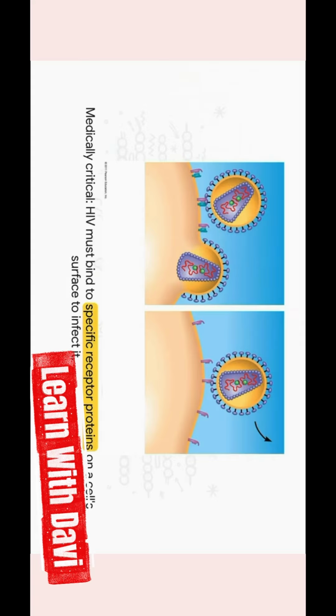Take HIV, for instance. To infect one of our cells, the virus absolutely has to latch on to a specific type of protein on the cell surface. There are actually a small number of people who are naturally immune because their cells are missing that exact protein, so the virus just can't get in. That knowledge is the entire basis for developing drugs that block that exact same interaction.